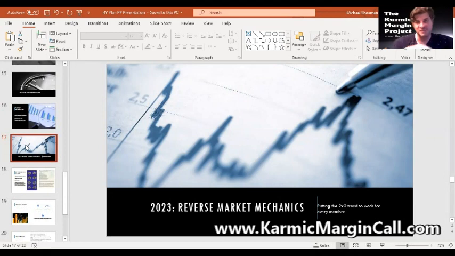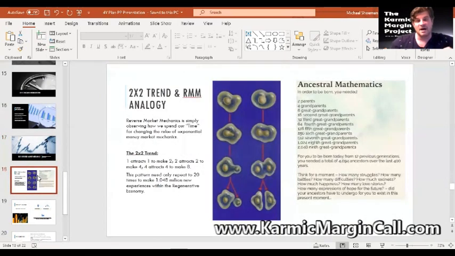That's not just for one centralized power source. That is for everyone. That's what a regenerative economy is. Everybody shares equally with the resources, because everybody does have value. So reverse market mechanics is simply observing, and we do this with a different accounting technique, how we spend our time for changing the rules of exponential money market mechanics.